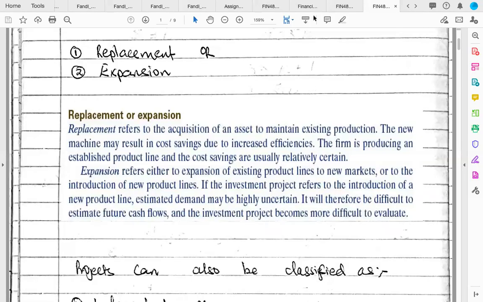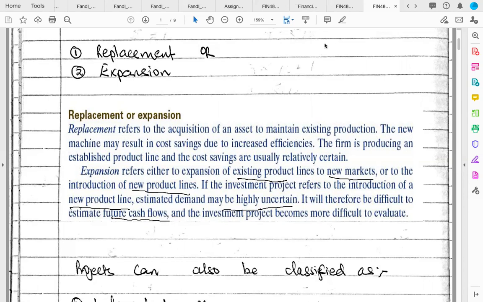The other reason why a company would pursue capital budgeting, like we said, is expansion. Expansion refers either to the expansion of existing product lines, to new markets, or to the introduction of new product lines. If the investment project refers to the introduction of a new product line, estimated demand may be highly uncertain. It is therefore difficult to estimate future cash flows.